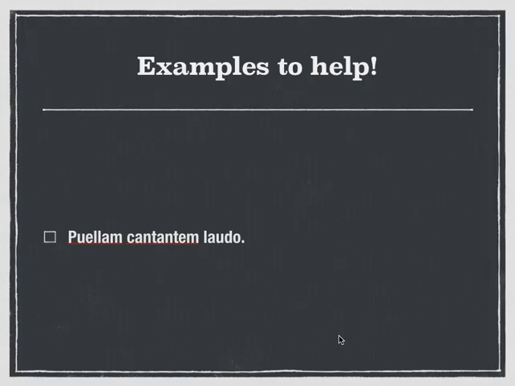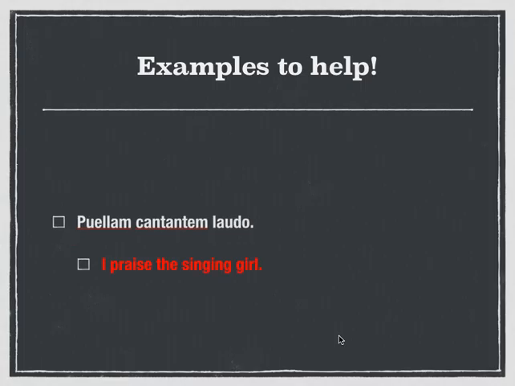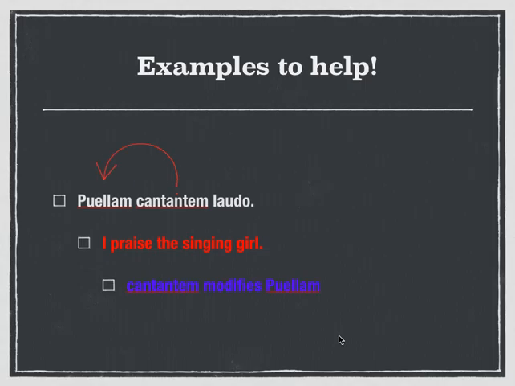So here's the first example, puellam cantantem laudo. And obviously, since we know the endings, cantantem is the present active participle. So the translation would be, I praise the singing girl. Then we need to know, okay, what does cantantem modify? So we see the arrow, and the arrow shows us that cantantem modifies puellam. And usually, if you're just translating, you just need the arrow. You don't actually need to write out what the present active participle modifies.